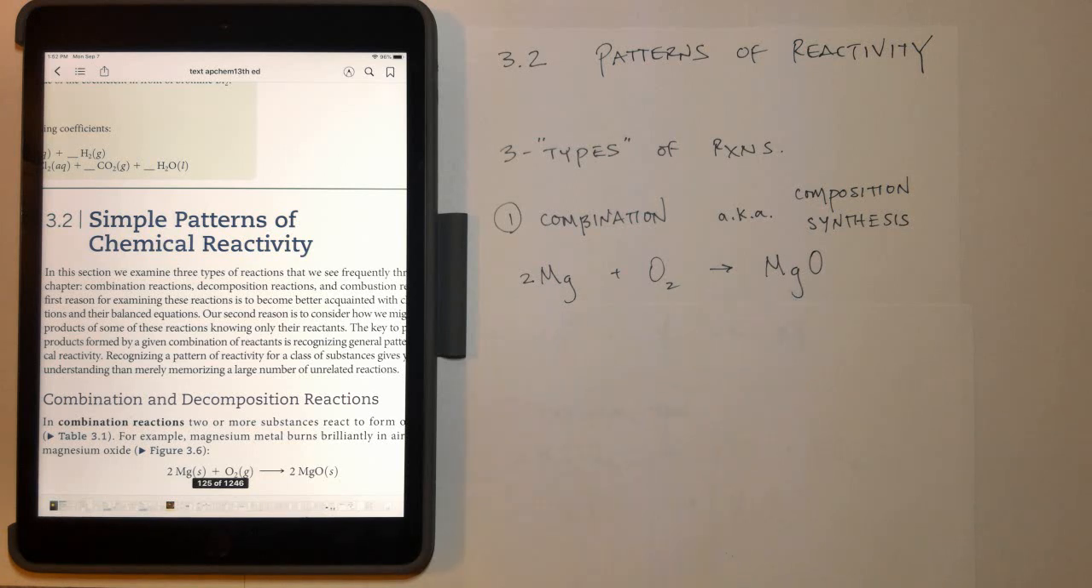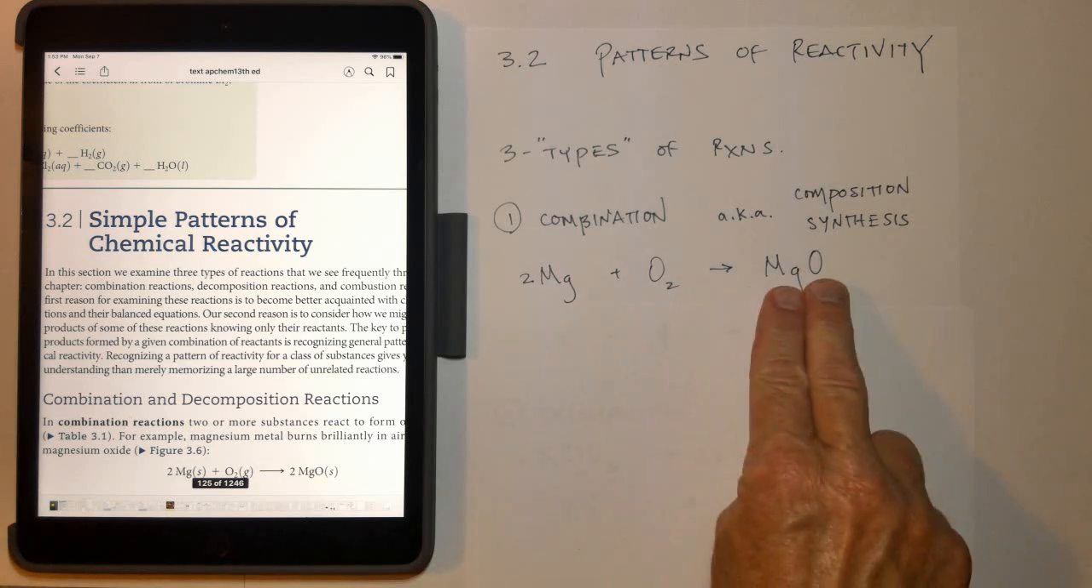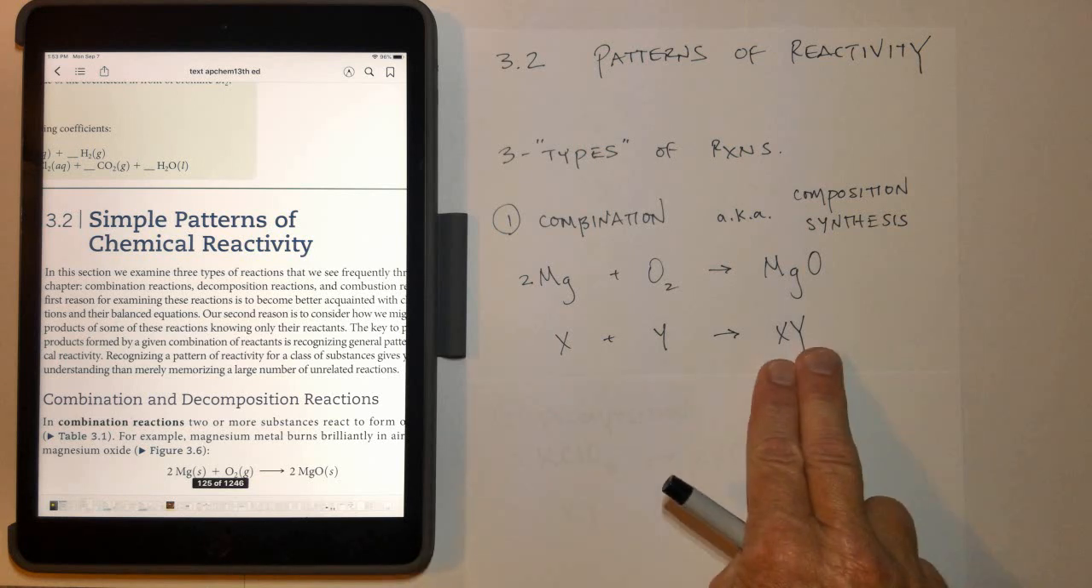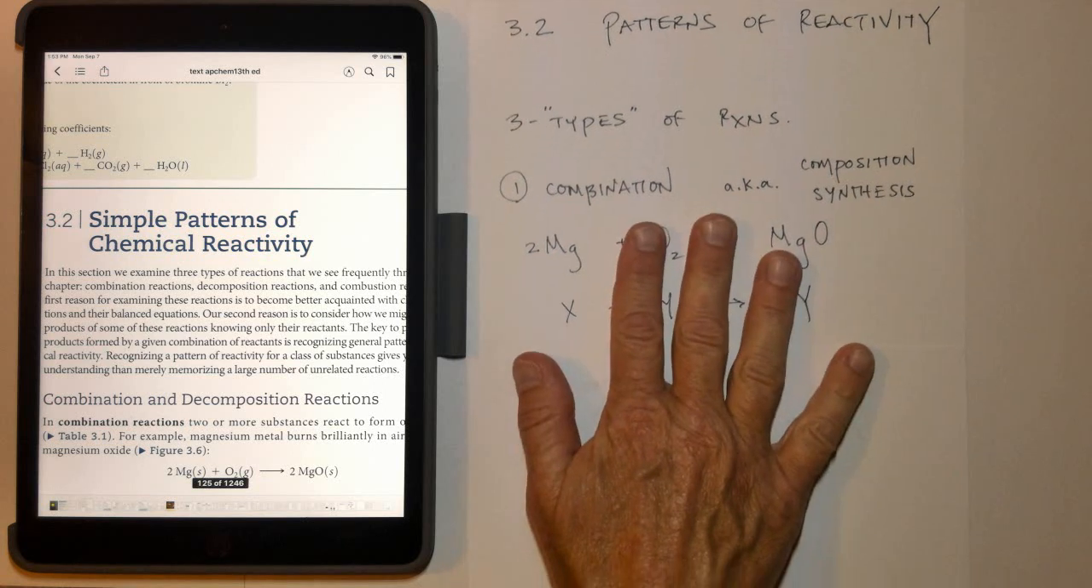Notice I needed a 2 in front of there to balance the chemical reaction. But notice how there are 2 items, or 2 species, and they come together to make 1. And that's the simple pattern to this reactivity, is that there are 2 things, or it could be more, and they come together and just make 1. It's called a combination or composition or synthesis reaction.